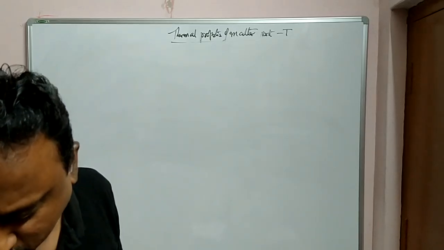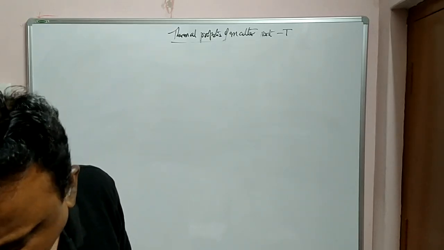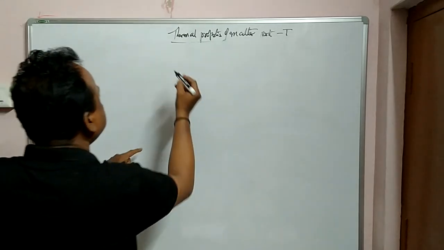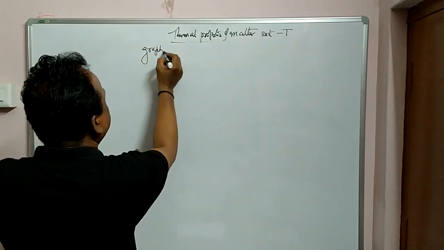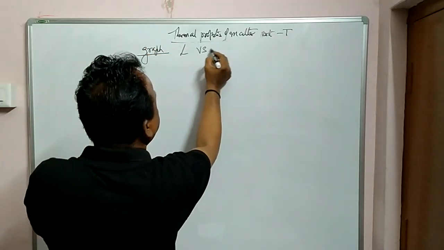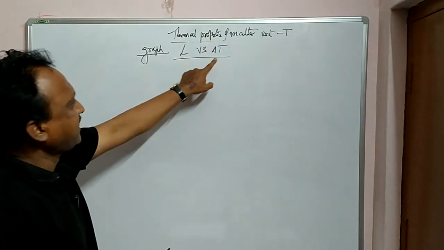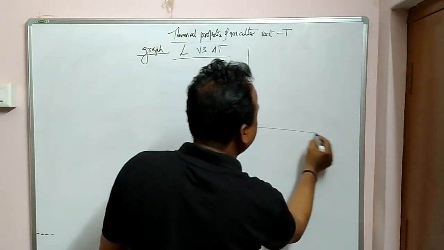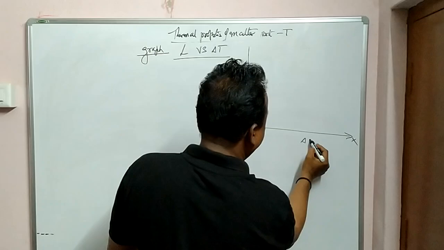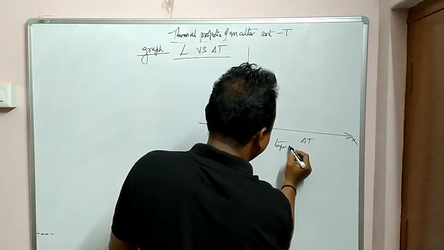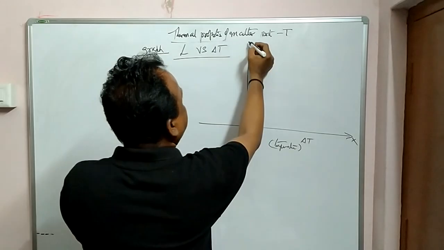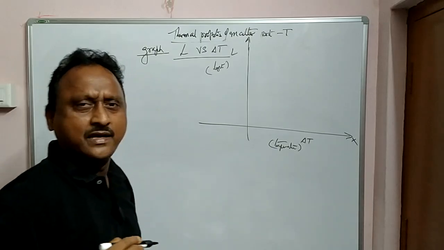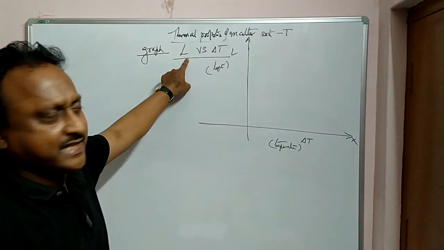Sometimes in examinations they also ask for a graph, so let's look at that once. That is the L versus delta T graph, length versus temperature. In the examination they ask it sometimes. For example, look, let us take this graph. On the x axis let us take the temperature difference, delta T. On the y axis we'll take length. Length L versus delta T.